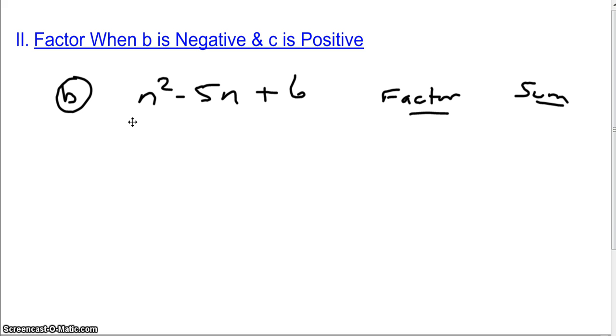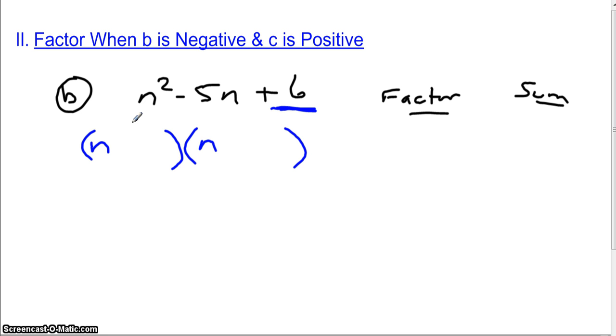What if b is negative? Okay, so let's think about this for a second. We still will end up with 2 sets of binomial factors. But the product 6 has a number of options for factors, right? If the product is going to be positive, but the middle is negative, what does that say about those factors?